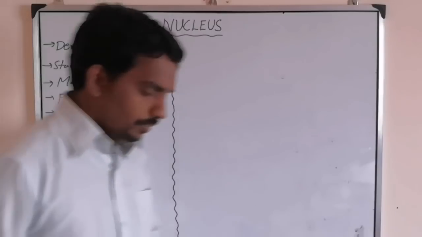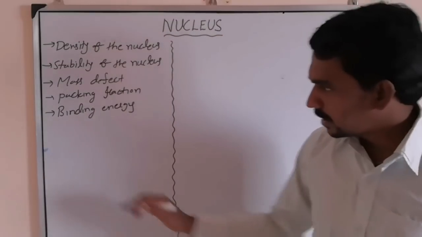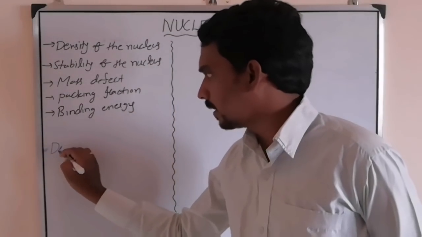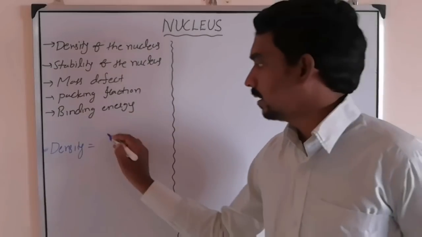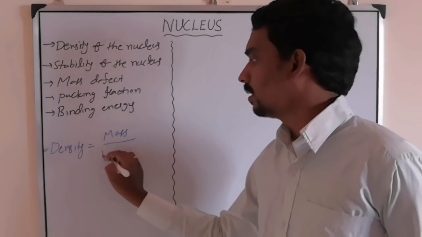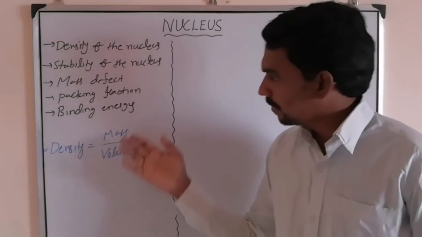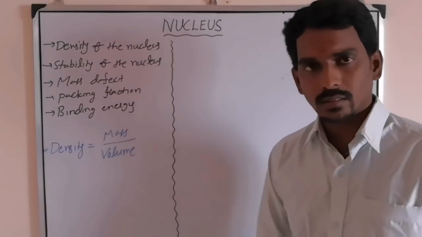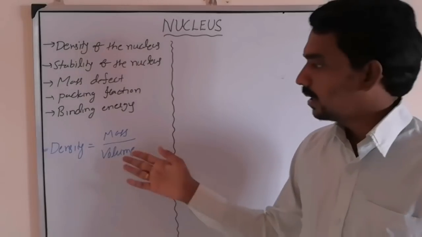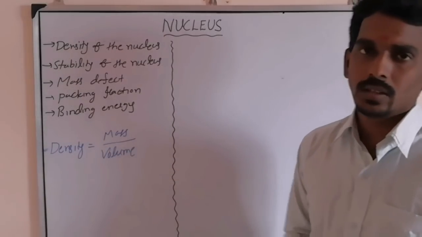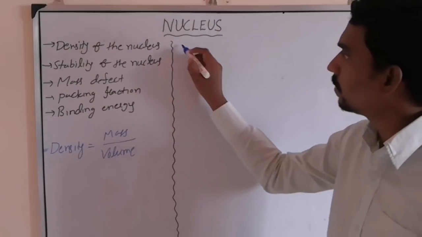Now, the first thing is the density of the nucleus. See, the general formula, if you consider density, what is the formula of density? Mass by volume. Last class we found the mass, we found the volume. Then if you divide mass by volume, you will get the density value. Let's see.